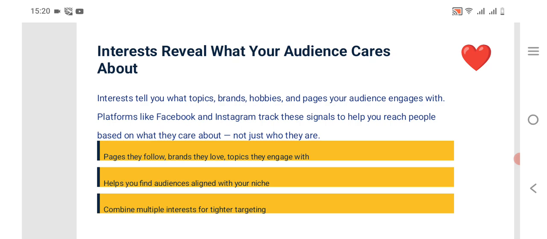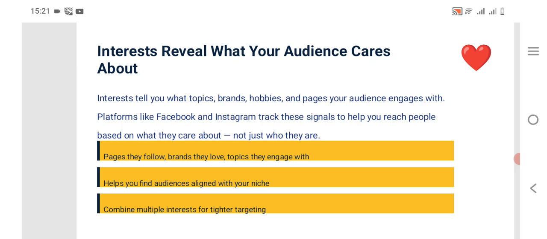Honestly. Now, the way you will know the interests your audience has is you need to know the pages they follow, the brands they love, and the topics they engage with. So this helps you find audiences aligned with your niche. Once you know who they follow and the brands they love, it will make you do another research and make another topic around that. So you have to combine multiple interests for tighter targeting, so you can know the targeting you get.